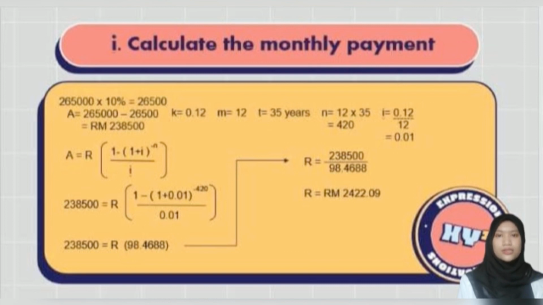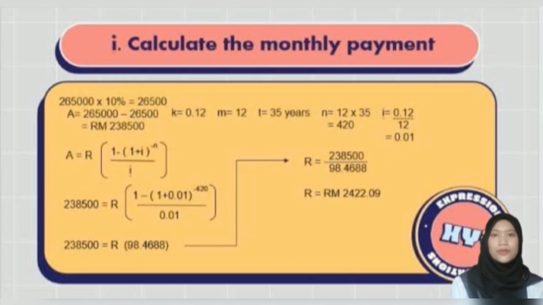The answer that we got is 238,500. k equals 0.12, which is the 12% interest charge, m equals 12 because it is compounded monthly, t equals 35 years, n equals 420. So we substitute into the present value formula, which is 238,500 equals R times [1 minus (1 plus 0.01) to the power of negative 420] divided by 0.01.